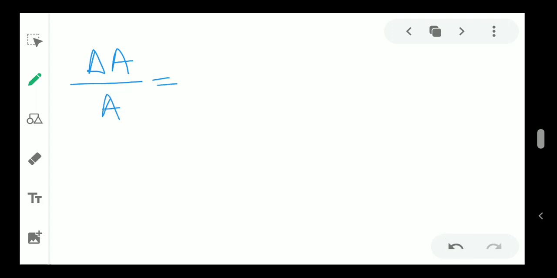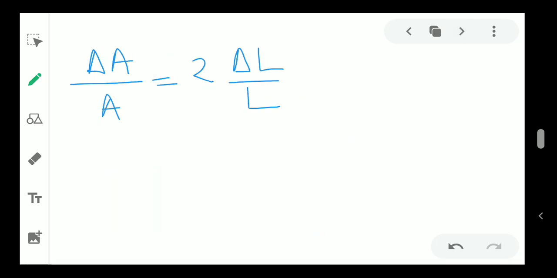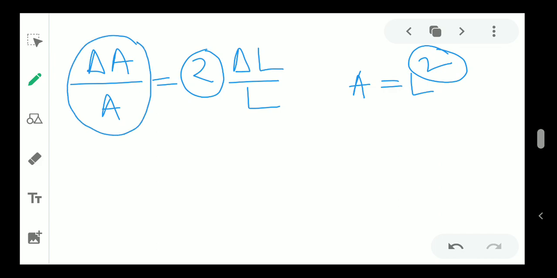is basically 2 into delta L by, now see A is L square, so if I put L square in place of A, ultimately there will be one L cancelling, right? So ultimately I will get 2 delta L by L. So basically you are seeing where the formula was A equal to L square, this index is coming in front of it, like multiplication, okay. So the relative error of A will be twice the relative error of L.